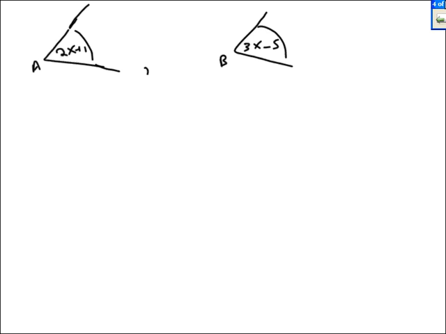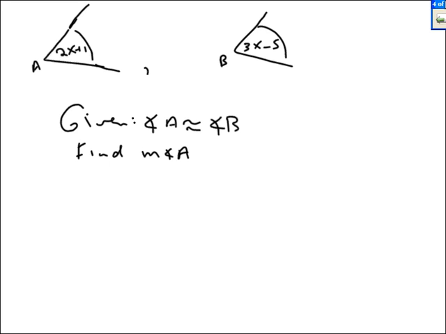And here's the given and what you're being asked to find. You're given that angle A and angle B, they're congruent. And you're being asked to find the measure of angle A or the measure of angle B. After all, they're equal. And how you would do this is you would say, well, angle A and angle B, they're equal.